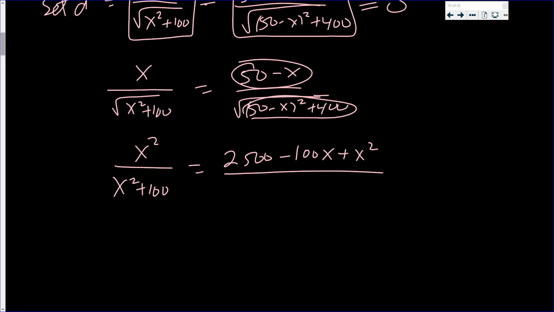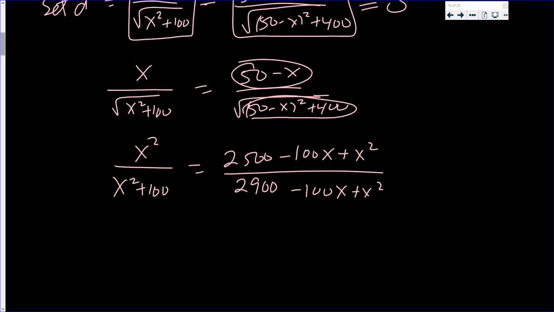just the denominator. But I just squared 50 minus x. I know what it is. It is 2500 minus 100x plus x squared plus 400. So that's going to become 2900. 2500 plus 400 is 2900. This is a nightmare compared to the other way.